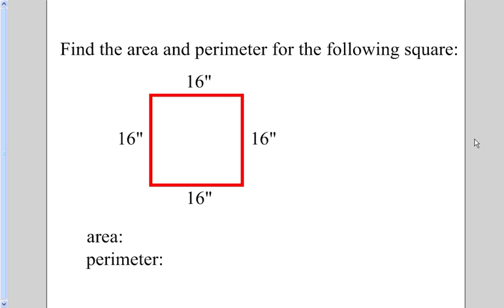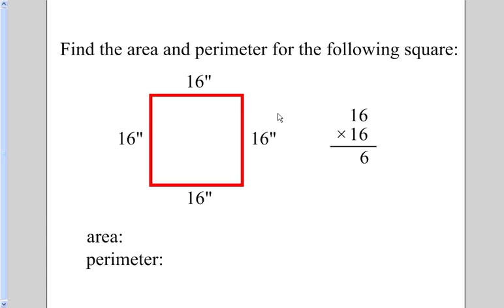Now, how do we find the area? We find the area for squares and rectangles by multiplying the length times the width, or base times height. So in this case, it's going to be 16 times 16. Each side is the same. And we can set that up, 16 times 16, to find the area.